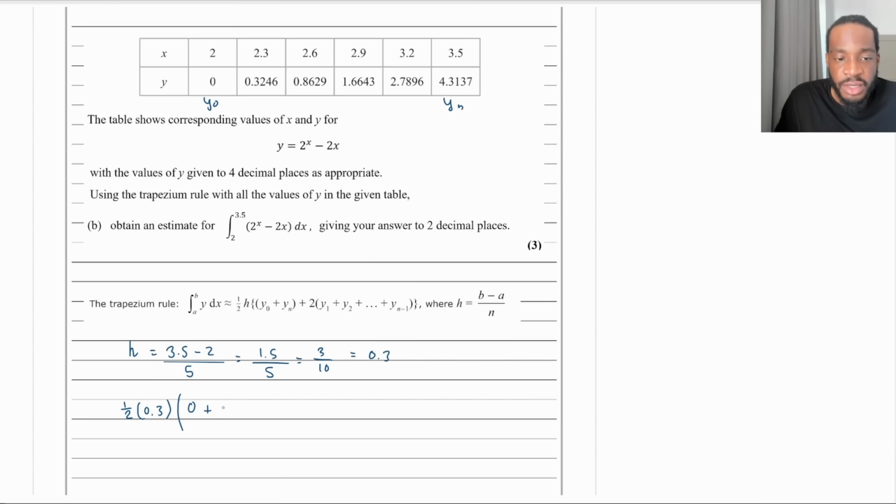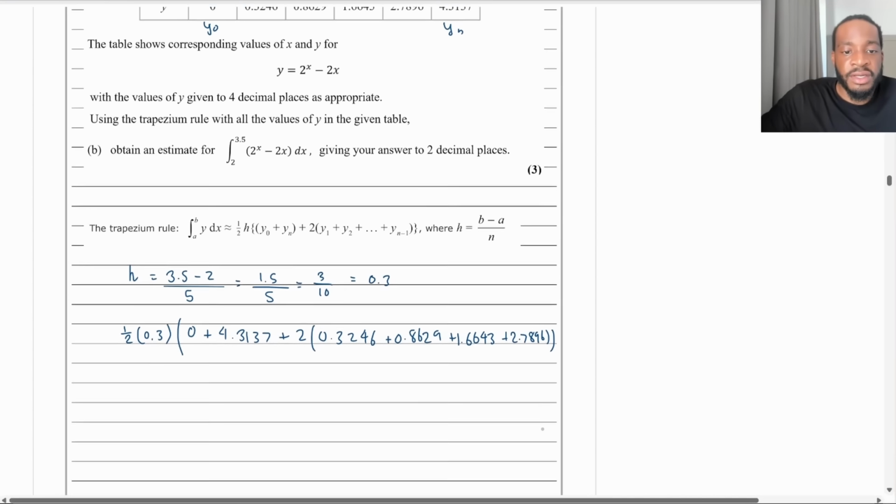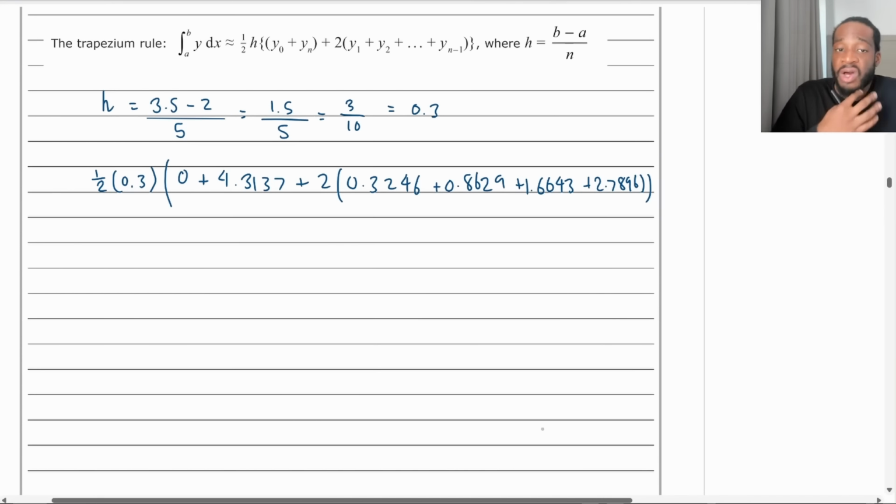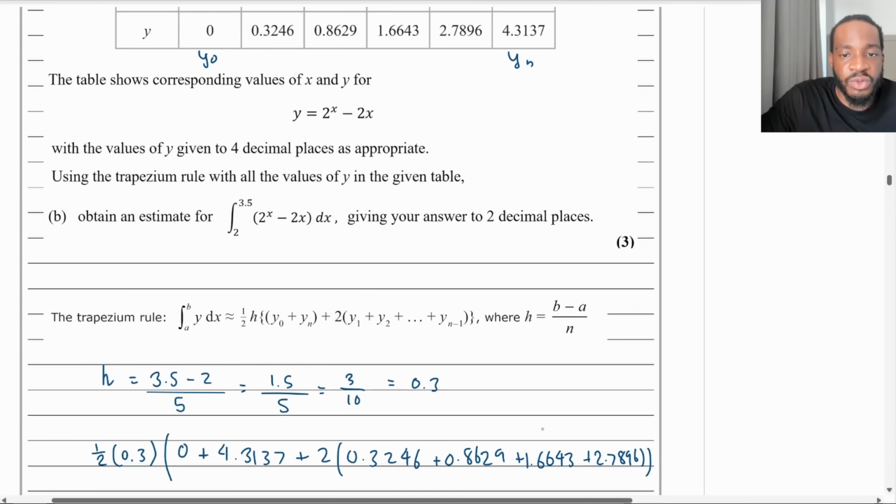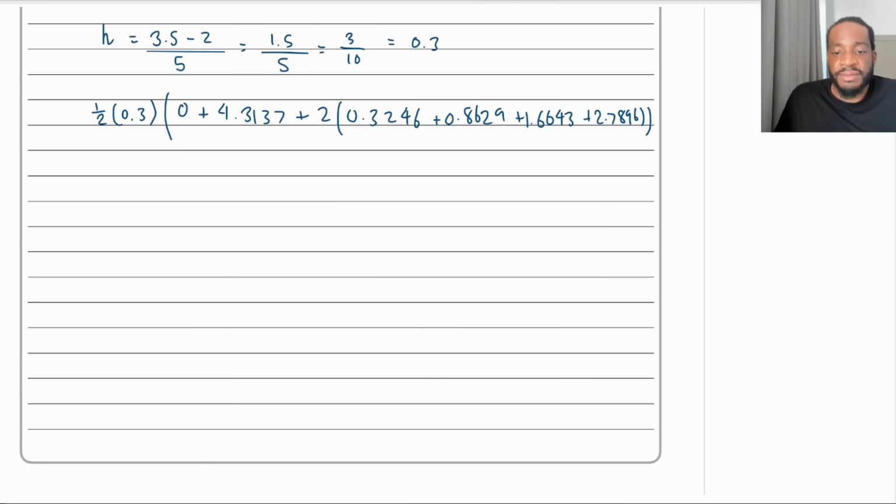N is the last one, 4.3137. And then we're going to do plus 2 lots of all of them in between. So 0.3246 plus 0.8629 plus 1.6643, and then plus 2.7896. Close bracket. So all I'm going to do now is just put this into the calculator, see what I got. What do they want it to? They want it to 2 decimal places, okay? So I'm going to put this in, see what I get for that.